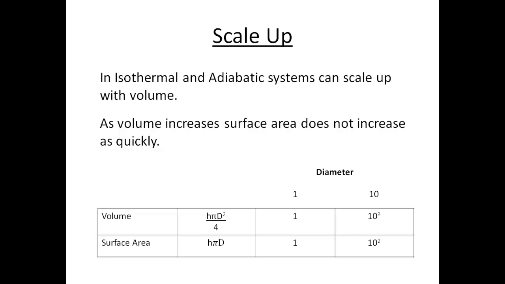If we start with a reactor with a diameter of 1, whose volume and surface area are also 1, when we increase that diameter by a factor of 10, our volume increases by a magnitude of 3, and the surface area only increases by a magnitude of 2.